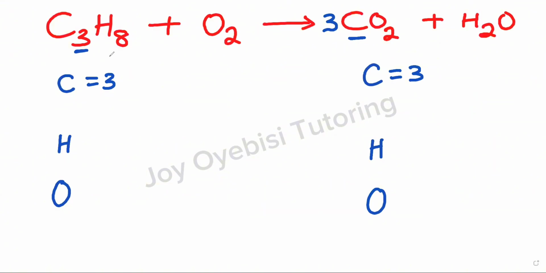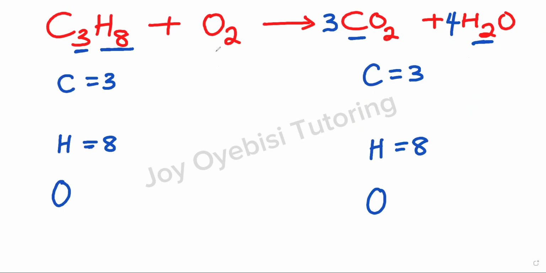Okay? We move on to the next element, which is hydrogen. There's 8 hydrogens here. Then on the right-hand side, you have 2 hydrogens. Now you want to put a number in front that multiplies the 2 to give you 8, and that will be 4. So 4 times 2, that makes that 8.